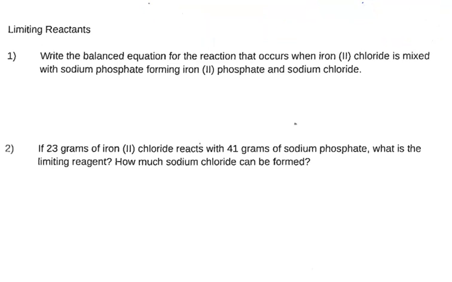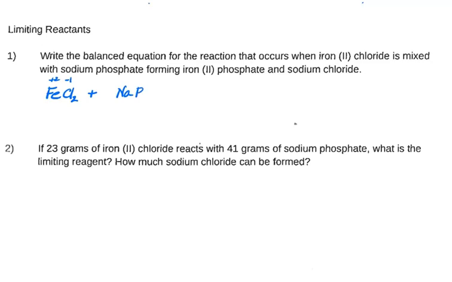Okay, so the very first thing that it tells us to do is write a balanced reaction for iron chloride mixed with sodium phosphate. So that you should be able to handle. That should be the easy piece. So we've got iron chloride. And iron, it says, is a 2. We know chlorine's a 1. So I've got FeCl2.